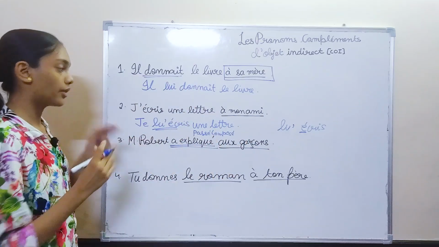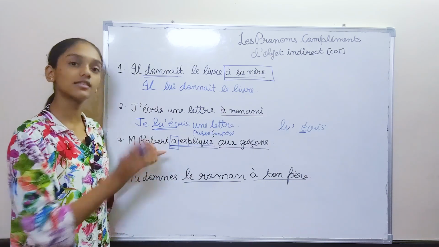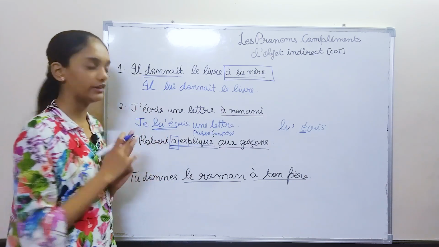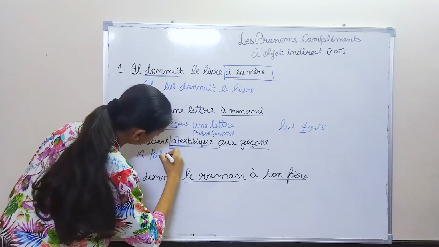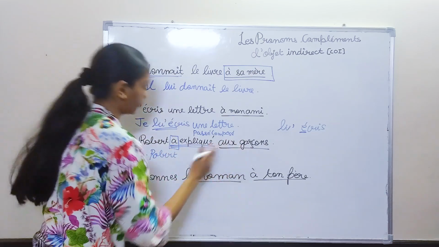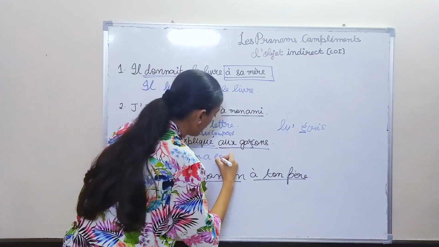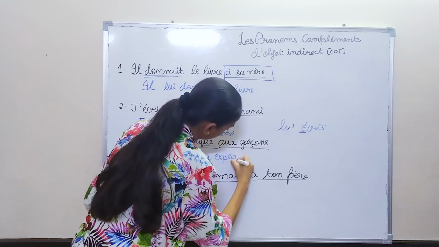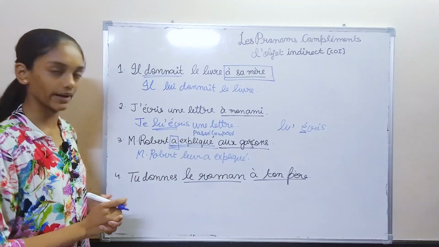Okay, so in passé composé, our pronoun will be placed before the auxiliary verb. So it becomes Monsieur Robert. It's plural, so leur a expliqué. And no accordance because we are doing COI.